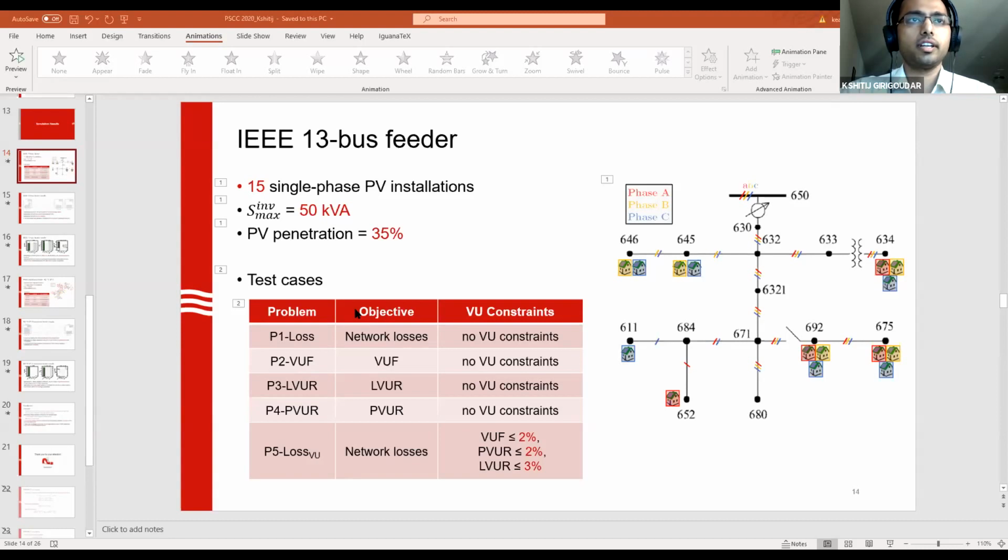Okay, the next question is, have you considered star delta connections here? Not in the results that I've shown here, but yes, we do have some star delta transformer connections that we have tested in other larger taxonomy feeders, and the formulation works there too.